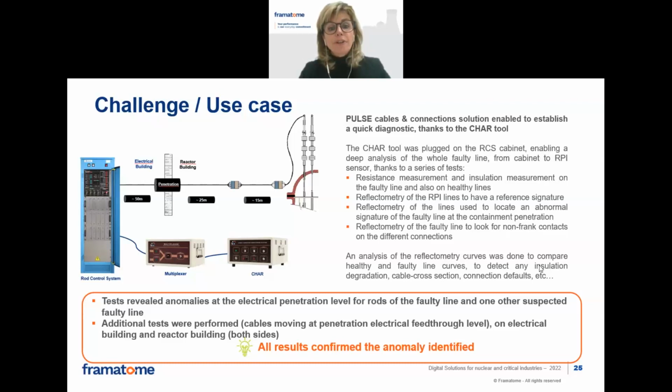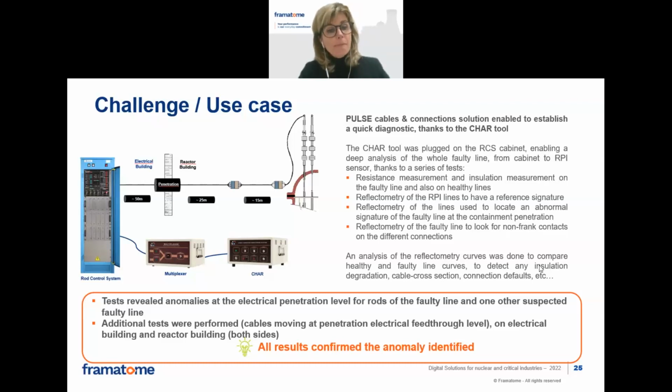And some reflectometry of the two lines showing failures for which we were looking for were also conducted to search for non-friend contacts on the different connections. And an analysis of the reflectometry curves was done to compare at the end the healthy and faulty line curves to detect any insulation degradation, some cable cross sections, some connection defaults, any other failures that could happen.